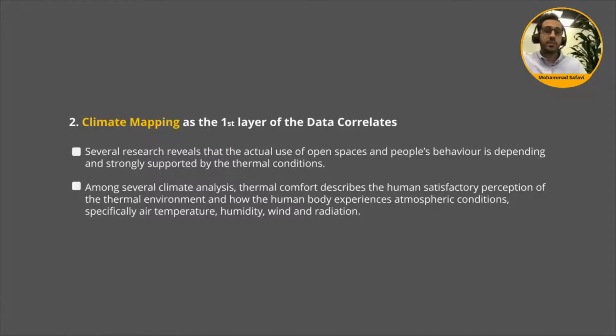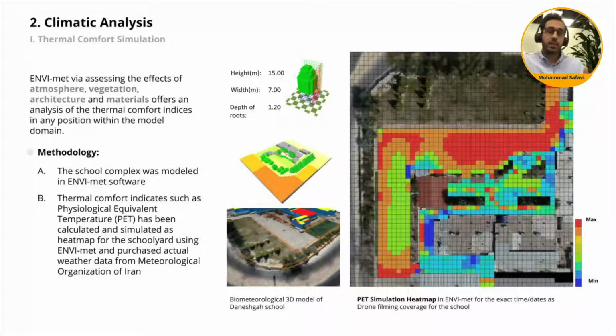We used ENVI-met, one of the most evaluated and reliable software packages for simulating the outdoor microclimate. The climatic data on the same study days were purchased, and then we modeled the school in the software. By assessing the effects of several factors such as atmosphere, vegetation, architecture, and materials on the schoolyard's thermal comfort, we were able to come up with a heat map.